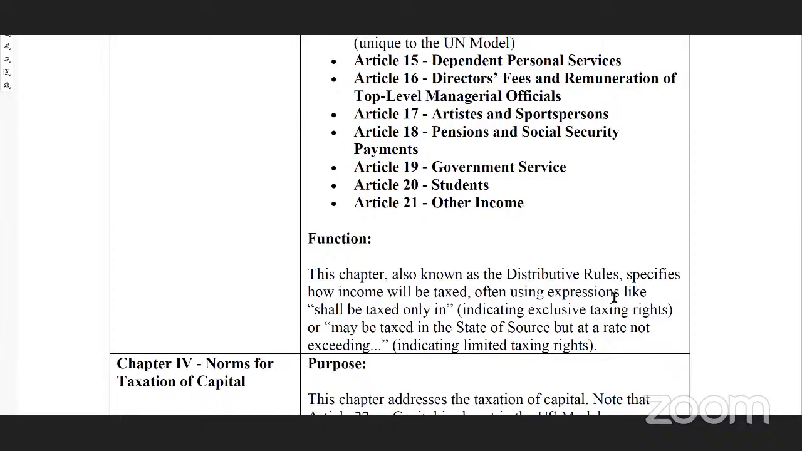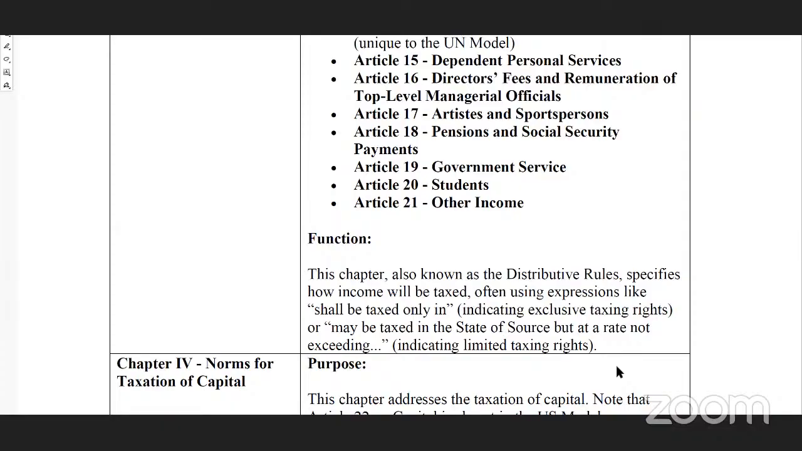Now, this chapter, also known as the distributive rules, specifies how income will be taxed, often using expressions like "shall be taxed only in," indicating what? Exclusive taxing rights. So you must understand this. When we say "shall be taxed" and "may be taxed," this is very important in understanding international tax. If we say "shall be taxed," it means that it is only that country that has the primary taxing right. That country taxes that income, meaning the other country reserves its right to tax. So if I tell you PE shall be taxed only in the source state, it means that the PE shall be taxed only in London, for instance, but in Ghana it will be exempted.